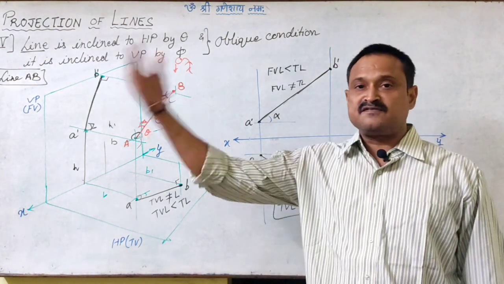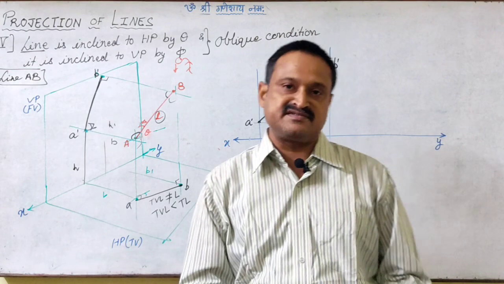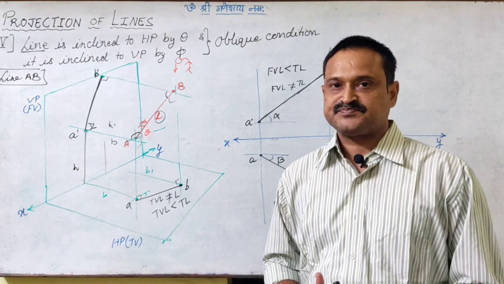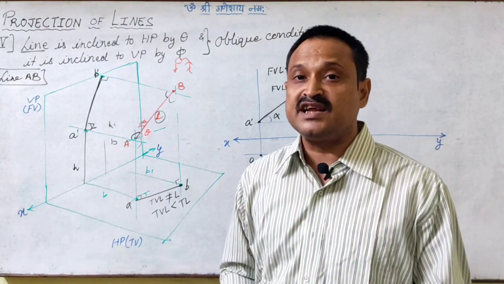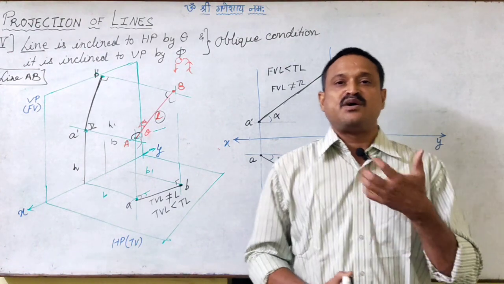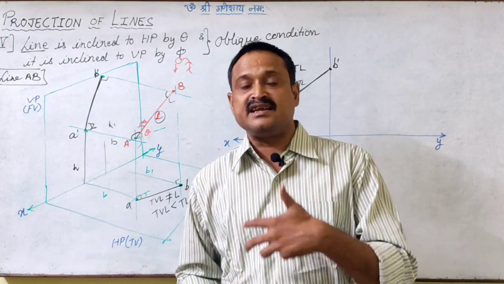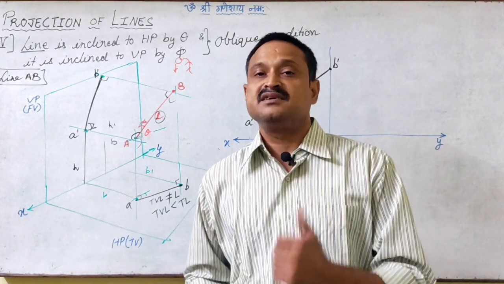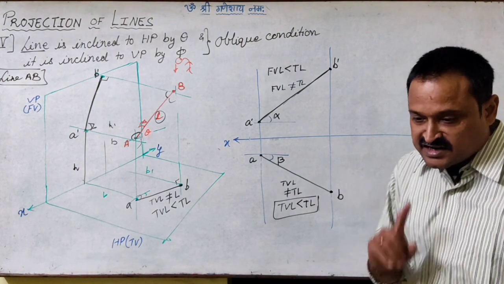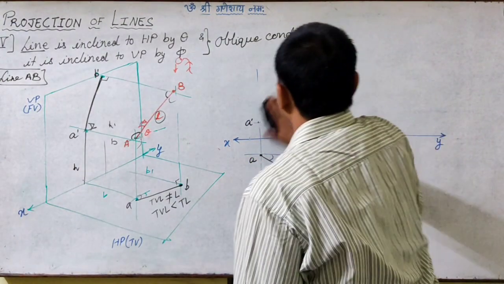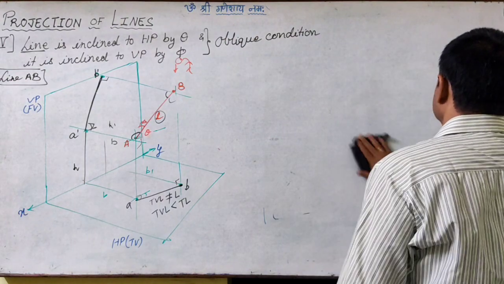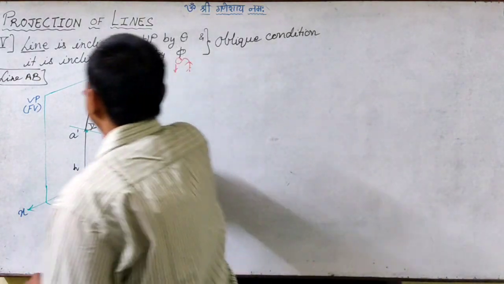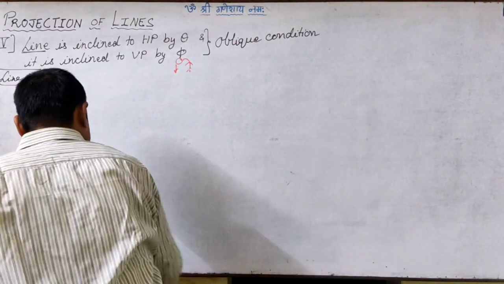Now with the help of the earlier cases, the 1, 2, 3 cases we have seen, we can very well determine the true length and the true inclinations of this line with the HP, that is the horizontal plane, and the VP, that is the vertical plane. So let us try to work out how we can determine the true conditions of a line if the projected conditions of the line are known to me.